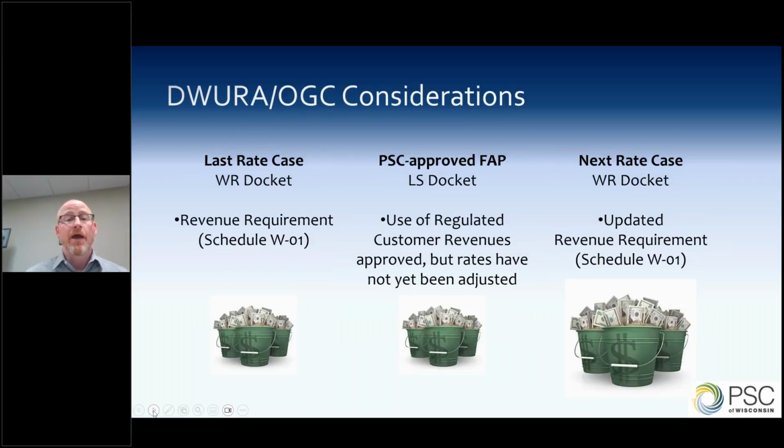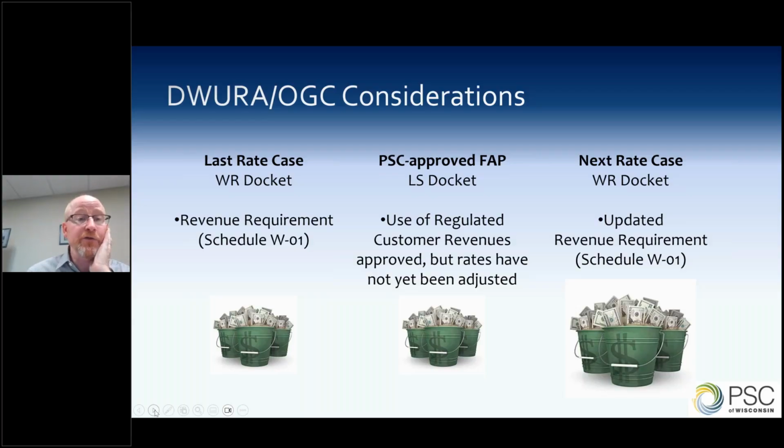Okay. I think this is an important concept that I want to make sure everybody understands. So consider these three scenarios. These are progressive. The first, on your left, is your current rates, and they were set in your last rate case, the last time you had a WR docket. At that time, your revenue requirement was developed, and the revenues and expenses that were used to develop your revenue requirement can be found in Schedule W1 in your PSC annual report. They change each year, of course, but during the time in which your revenue requirement was developed in your last rate case, they were accurate.